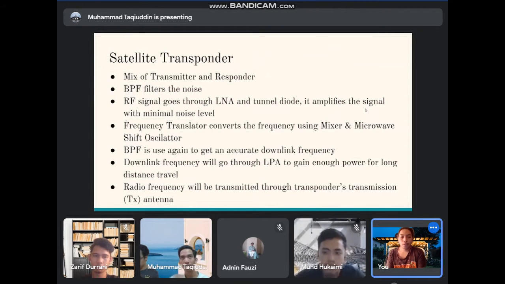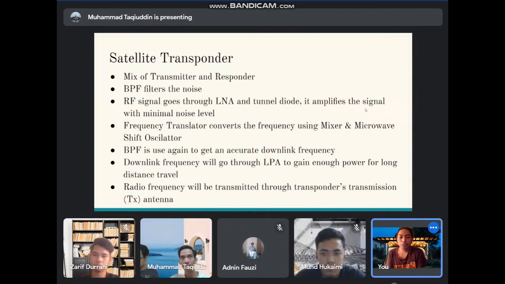The noise filtering is performed by a bandpass filter, and then the radio frequency signal is sent to the low noise amplifier LNA, a tunnel diode, which amplifies the signal but keeps the noise level very low. And to get some specific advantages like small antenna size and less power consumption, the downlink frequency is usually kept 2 GHz less than the uplink frequency.